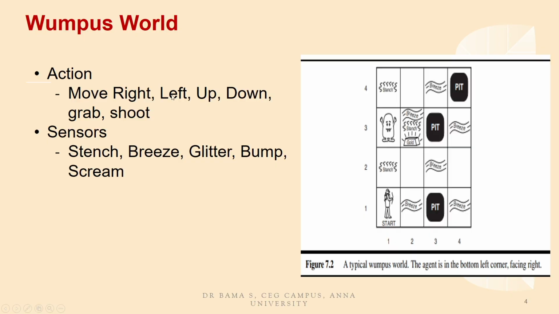So, there are 6 actions, and the sensors are: stench that is coming out from a cell because of the Wumpus, a breeze because of a pit nearby, the glitter because of gold in that particular cell, a bump because if the agent falls into a pit there is a bump that can be felt, and a scream when the Wumpus dies.